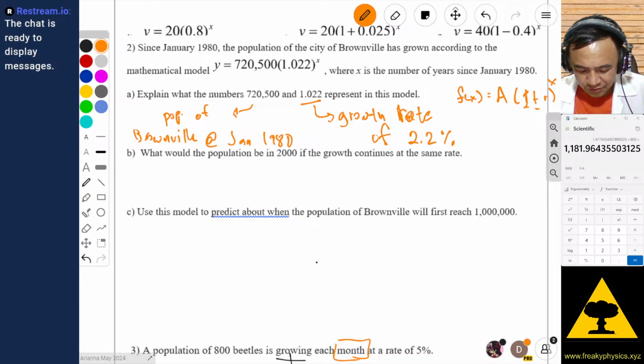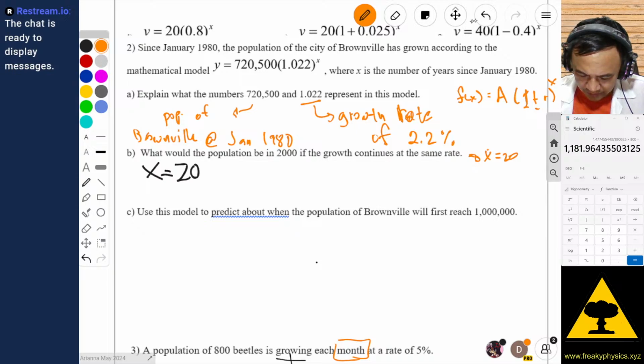So let's answer B now. What would the population be in 2000? What was the population if the growth rate continues at the same rate? So I have to subtract 1980 from 2000 first, right? Correct. So your time here would be 20 years. So X would be 20. We both wrote it.